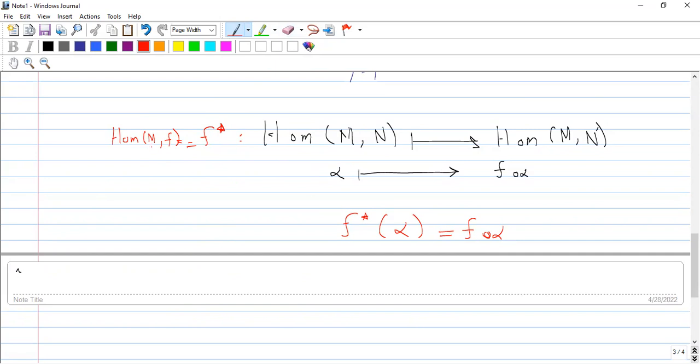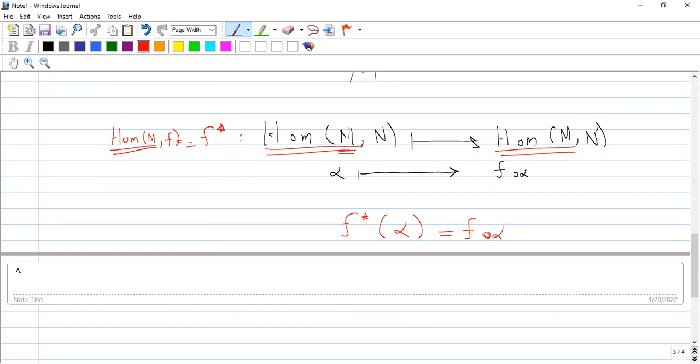and also it is inducing an R module homomorphism between Homs, which are defined with the help of M. So R module homomorphisms are defined with the help of Hom(M, N). So that's why we also have this notation.